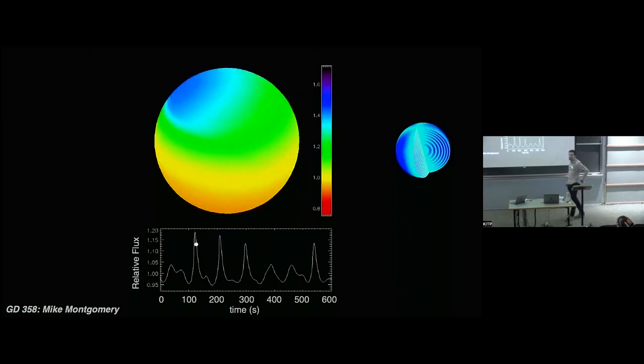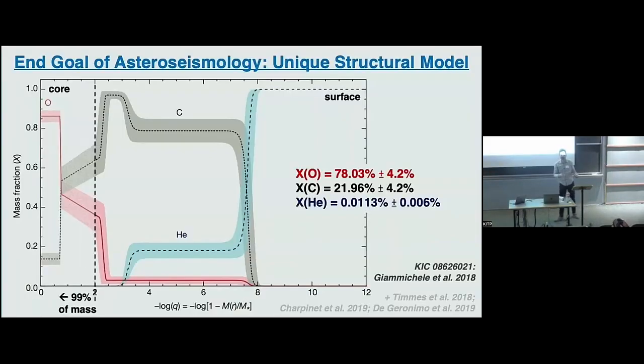Pulsations give us this opportunity to see the insides of stars. You've already seen this plot from Noemi Giammichele's paper in 2018, trying to measure the chemical stratification of a DB white dwarf. And this is really the end goal of what we want to do. We want to build models that match our observations to tell us what's going on in the core: what's the carbon to oxygen ratio, what's the helium content, how do these chemical profiles change with depth in the star. These are the logarithmic mass fractions that you often see in seismology.